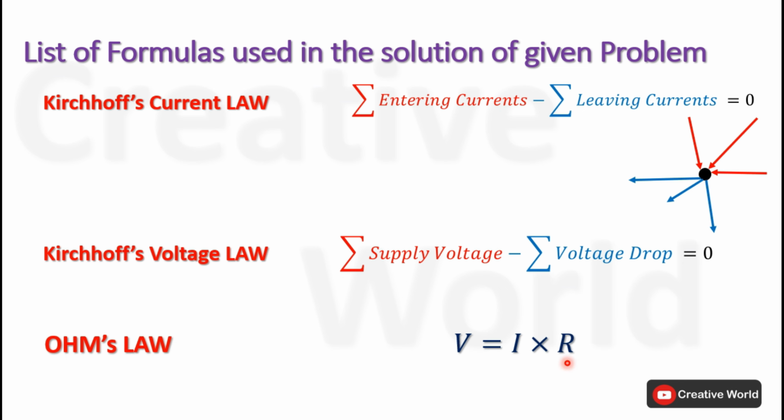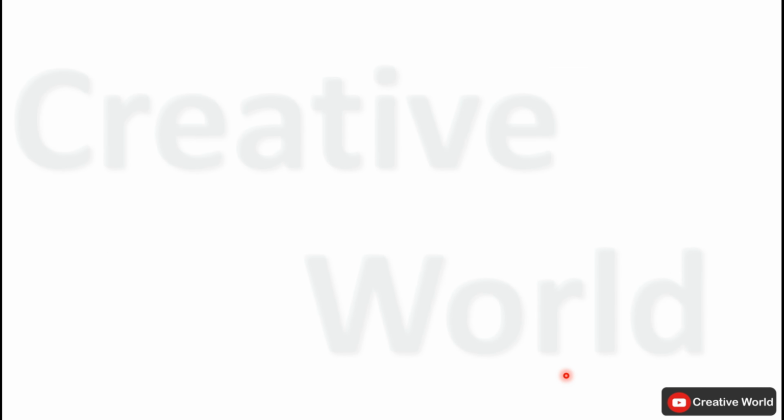According to this law, the voltage across any resistance R is always equal to the product of the current through it and the value of resistance itself. Now move towards the problem.